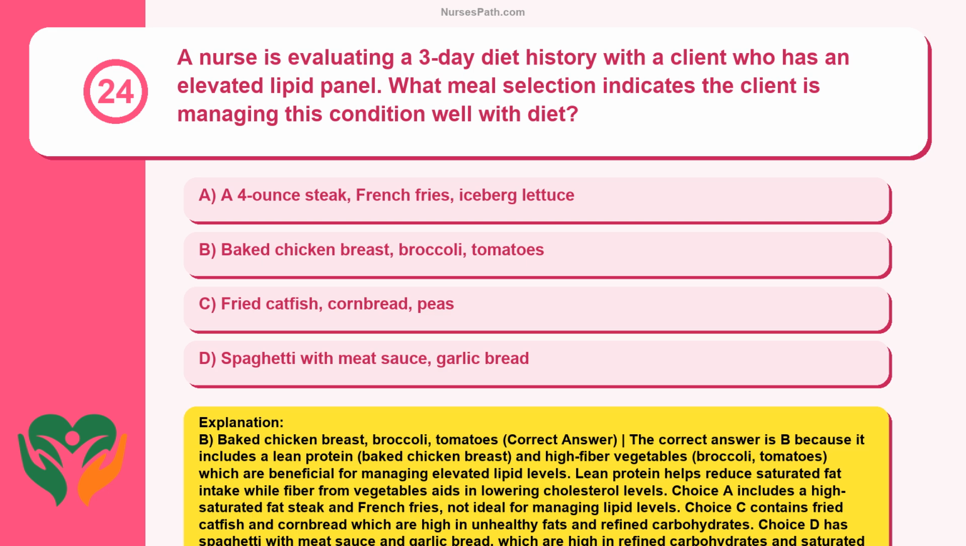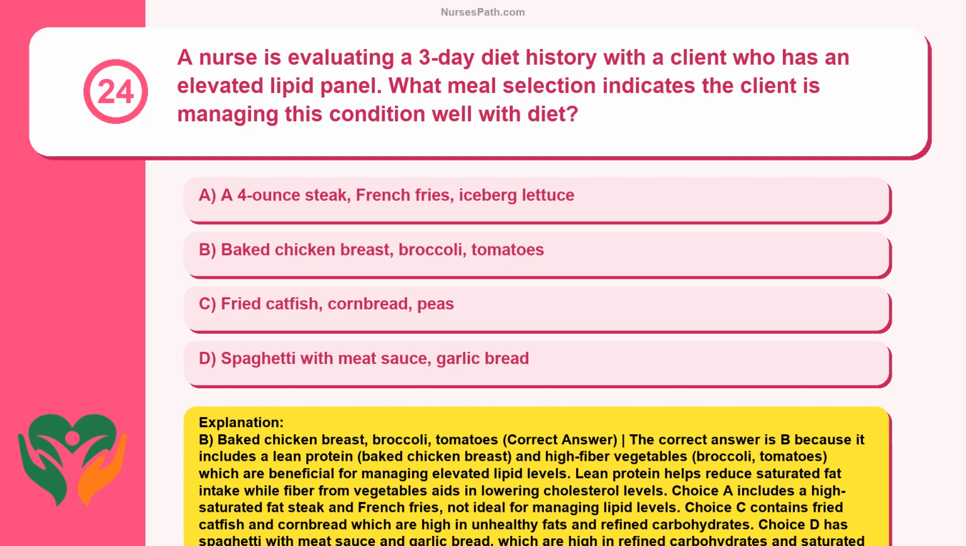B. Baked chicken breast, broccoli, tomatoes. Correct answer. The correct answer is B because it includes a lean protein, baked chicken breast, and high fiber vegetables, broccoli, tomatoes, which are beneficial for managing elevated lipid levels. Lean protein helps reduce saturated fat intake while fiber from vegetables aids in lowering cholesterol levels.